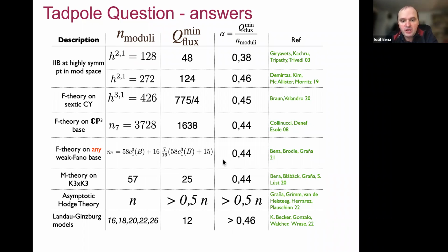Again, F theory on any weak Fano base, M theory on K3 times K3, wanting a smooth solution with no singularities, people who do asymptotic Hodge theory. Again, all these things have been worked out. And these numbers come out like this. That's a fact.